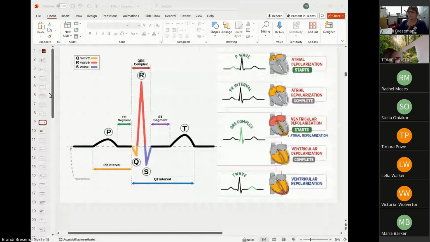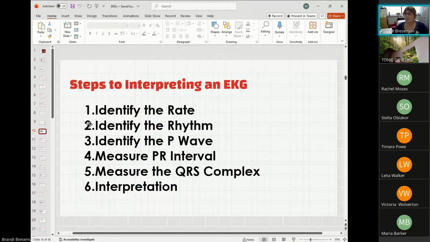So we're going to identify our rate. Next, we're going to identify our rhythm. Our rhythm is either regular or irregular. A rate is how many beats per minute. Those are only two choices: it's either a regular rhythm, where it's nice and even, like when we feel it, or it's going to be irregular.